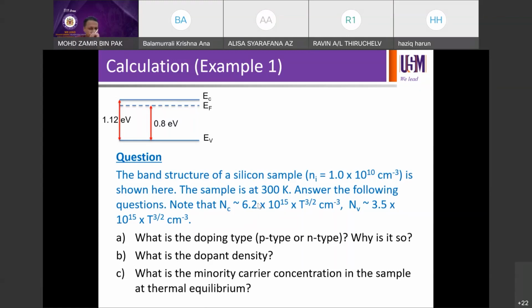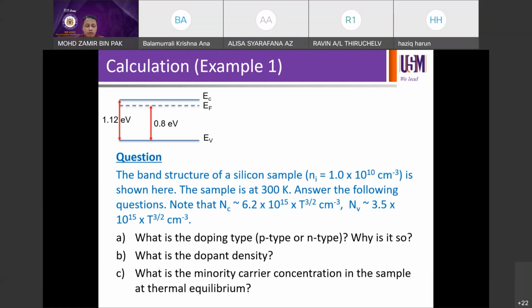The question is simple, it's very straightforward, but when you ask why, it becomes a bit tricky as to what is expected as the answer. Okay, you can always relate back to the EF position, right? Because you started off with n-type, and therefore in n-type electron is majority carrier. Simple, eh? So what is then the minority carrier concentration in the sample at thermal equilibrium?